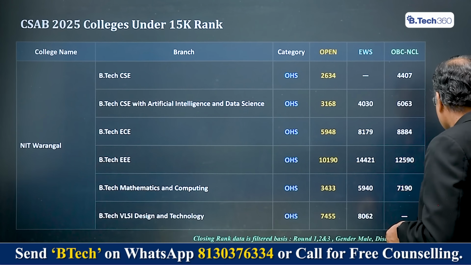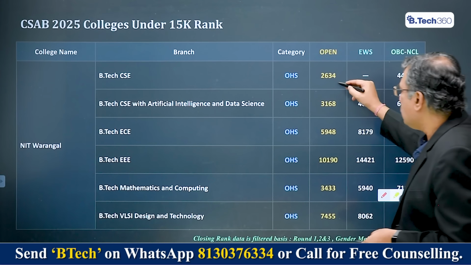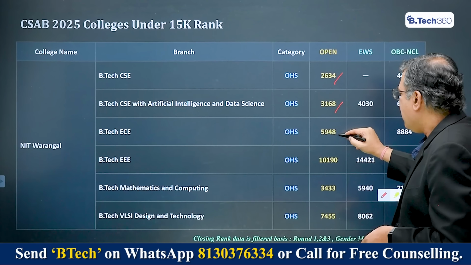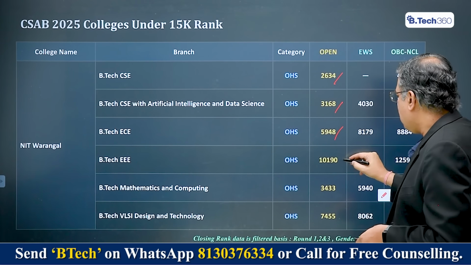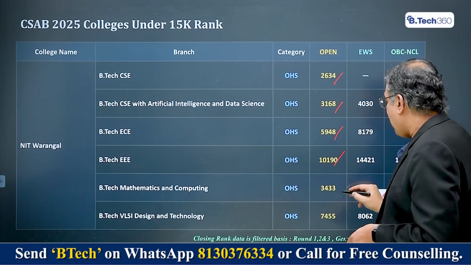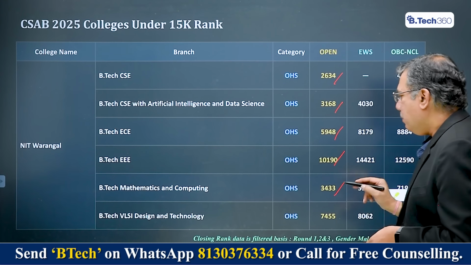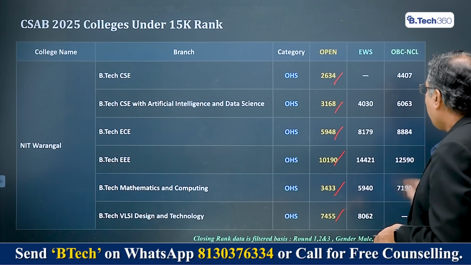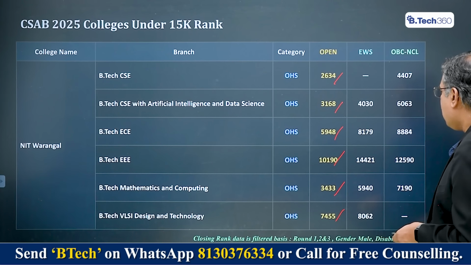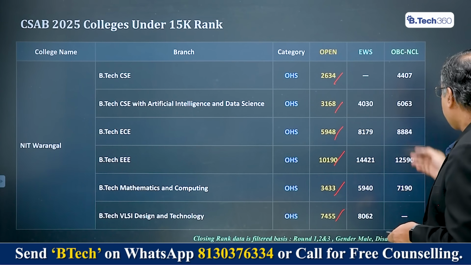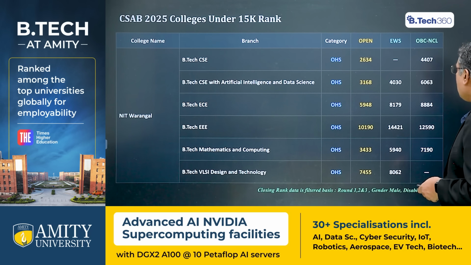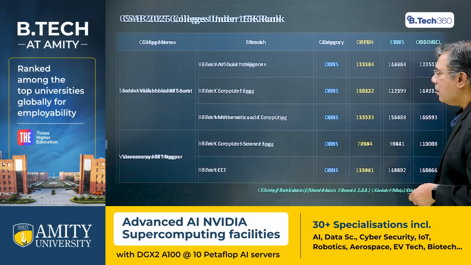Then NIT Warangal, Btech CSE is 2,634, Btech CSE with AI and Data Science is 3,168, Btech EC is 5,948, Btech EEE is 10,190, Btech Mathematics and Computing is 3,433, and Btech VLSI Design and Technology is 7,455. And you also have the category ranks. You can actually take that down. And if you look at it, but for EEE, everything is less than 10,000, even in category ranks, all India common rank list.